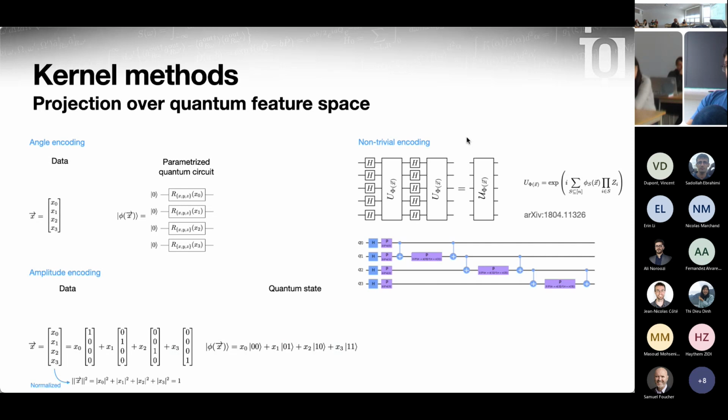Okay, and there are other, more complicated ways to do it. You can write down these expressions. There are several papers where they build this type of non-trivial encodings, and they can measure that, okay, this representation is better than this other one.